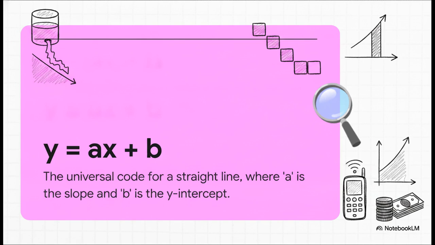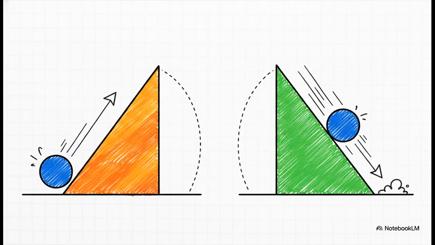Let's break down exactly what a and b actually do visually to create this line. The a in our equation, that represents the slope of the line. The slope tells us the exact angle or steepness of our straight line. It is the geometric representation of the rate of change we were just talking about. A positive slope visually shows growth, with the line pointing upward as it moves from left to right. A negative slope shows decay, with the line aggressively pointing downward.